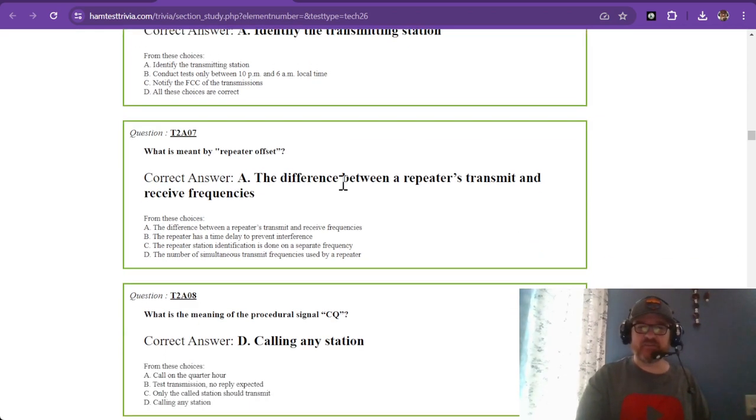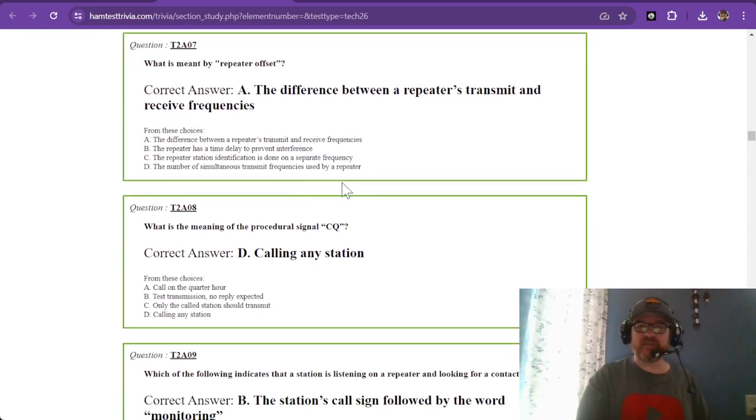Already down to question number 7. What is meant by repeater offset?